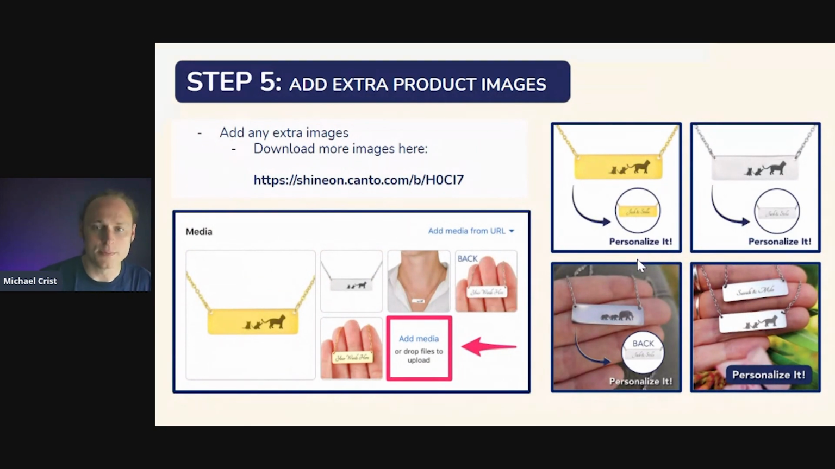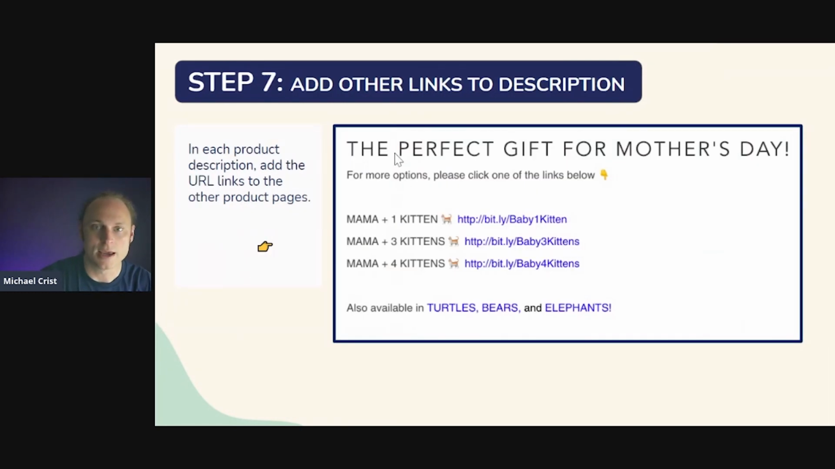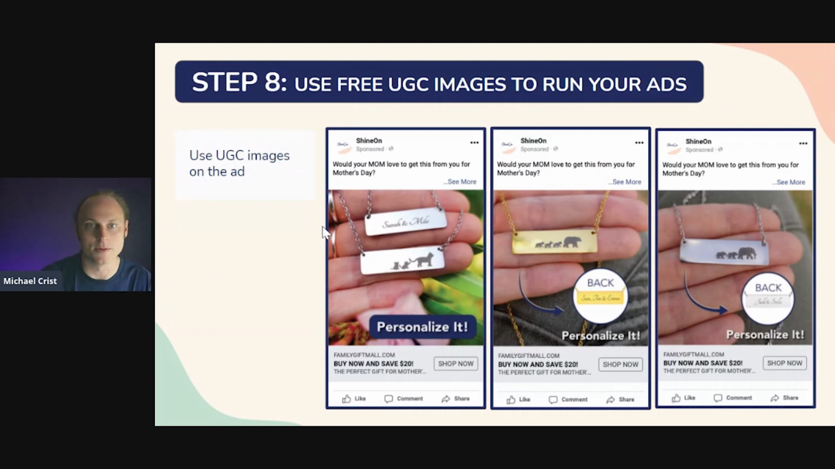Step 5, you're going to want to go in and download all the additional images that we took and make sure that you include the ones that you like in the product page, whether you're doing it on the app or the platform. Then step 6, you're going to have to repeat this for each of the variations that you want to offer. And you're going to want to make sure that your product descriptions are updated on all of your product pages. Again, keep these links up at the top. I can't reiterate how important that is because people are going to be looking for options and you want to make sure they're readily available. Step 8, use the free UGC images in your ads.